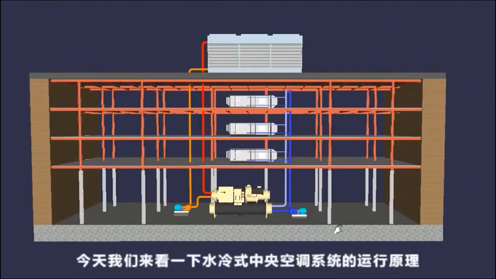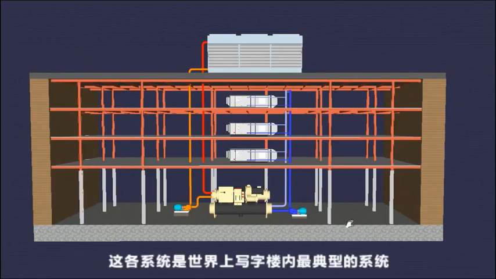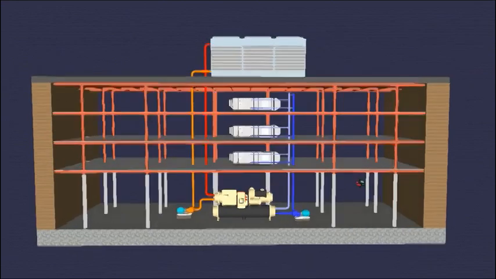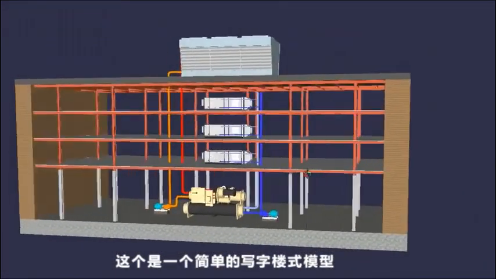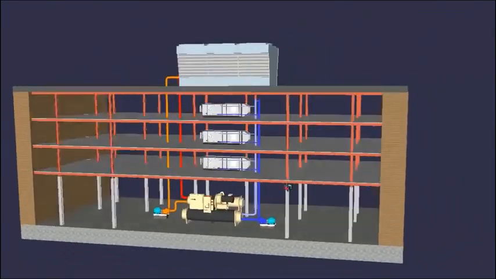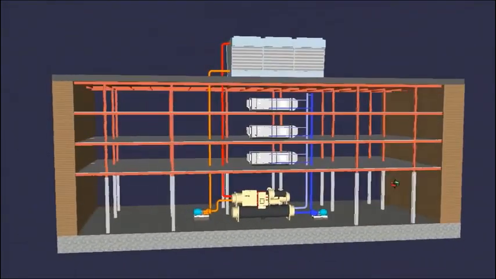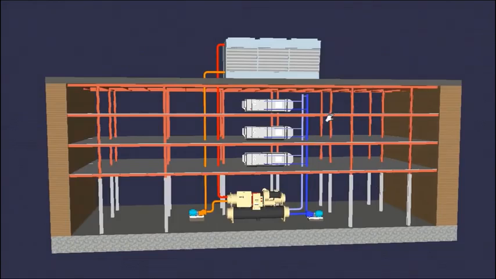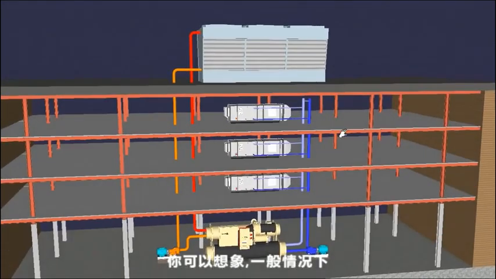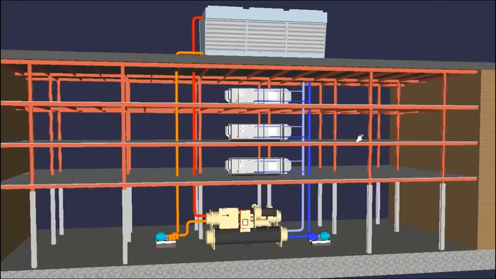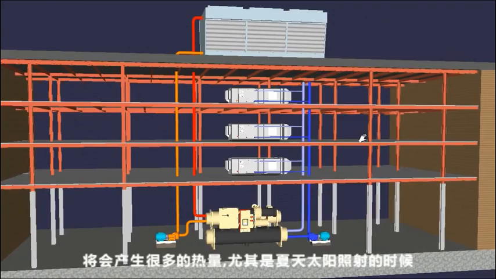In this video we're going to look at the basic operation of a centralized chilled water system. Now this is very typical in office buildings all around the world, and we've got a little model here of a basic office building stripped of all its insides. If you can imagine, normally these floors would be filled with people and computers and server rooms, and it's going to generate a lot of heat, especially when the sun is beating down on the building in the middle of summer.